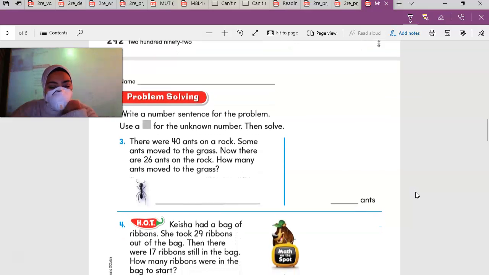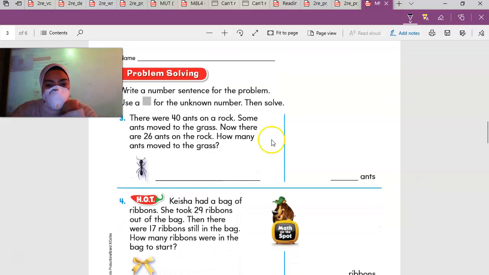Write a number sentence for the problem. Use a box for the unknown number. Then solve. I want you to try to do number 3 on your own, and then we'll go over it. So you can pause the video now.